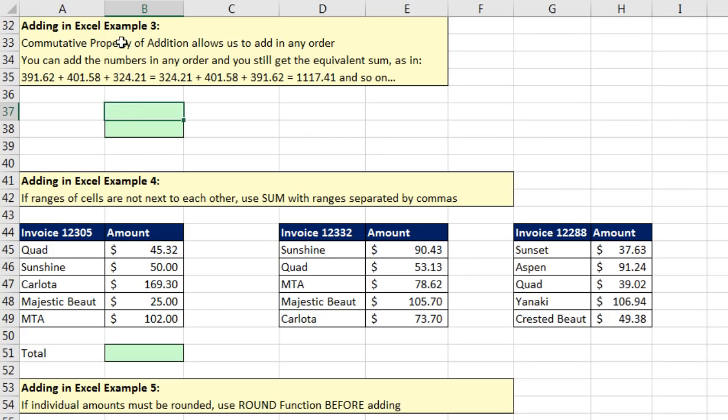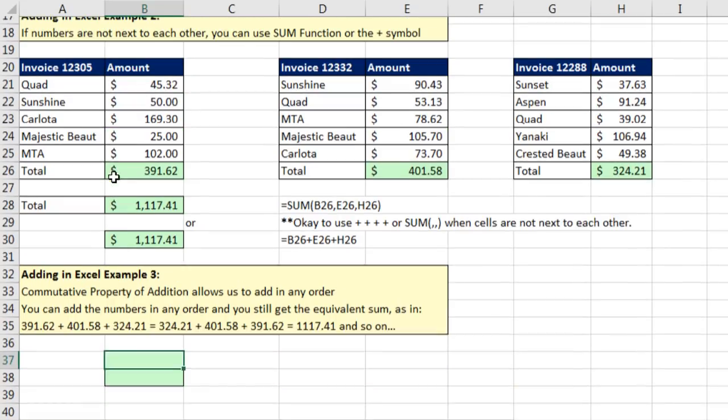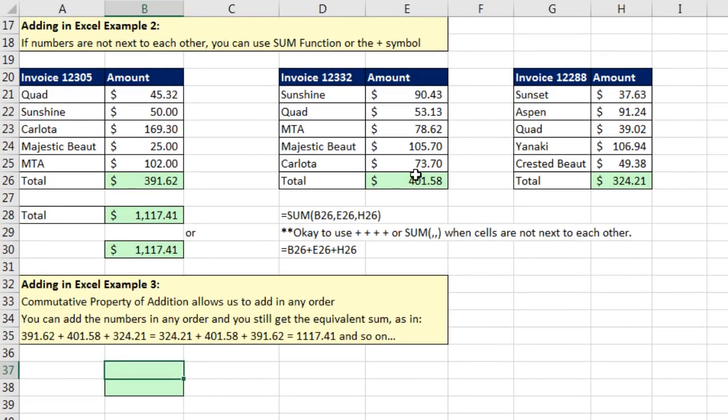All right, adding in example 3. The commutative property of addition allows us to add in any order. So actually, from this above example, see we have 1, 2, 3 numbers. It's perfectly all right to add them in that order there because adding them in that order is exactly equal to adding the 3 numbers in a slightly different order. We get exactly the same number.